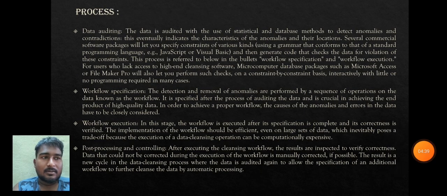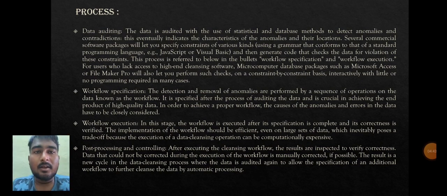Process. Data auditing. The data is audited with the use of statistical and database methods to detect anomalies and contradictions. This eventually indicates the characteristics of the anomalies and their locations.